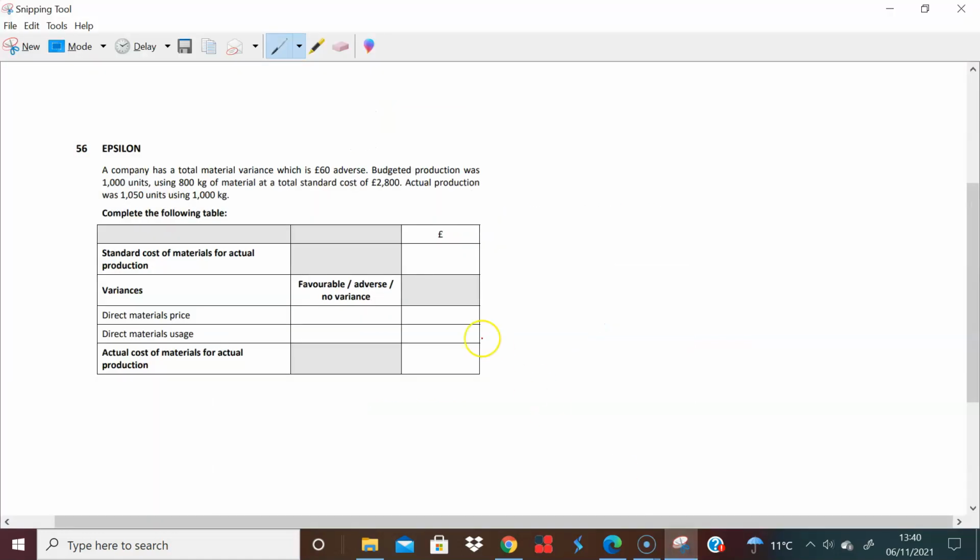Okay, let's do 56, and 56 will help us with 57. So epsilon, let's start over here. So what do we have here?